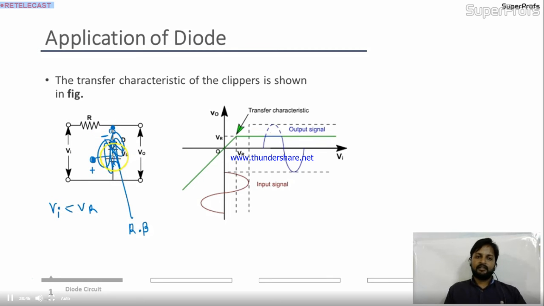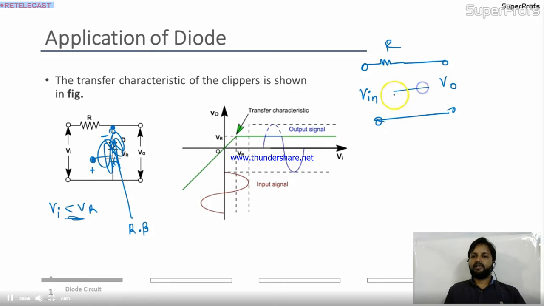In this condition, if the diode is useless, your new circuit will be R, here V in, and here V out. Simply you are taking V out. Your V out is equal to V in in this case. Is it okay to you? When Vi is less than VR, the output is equal to V in. This is your condition.